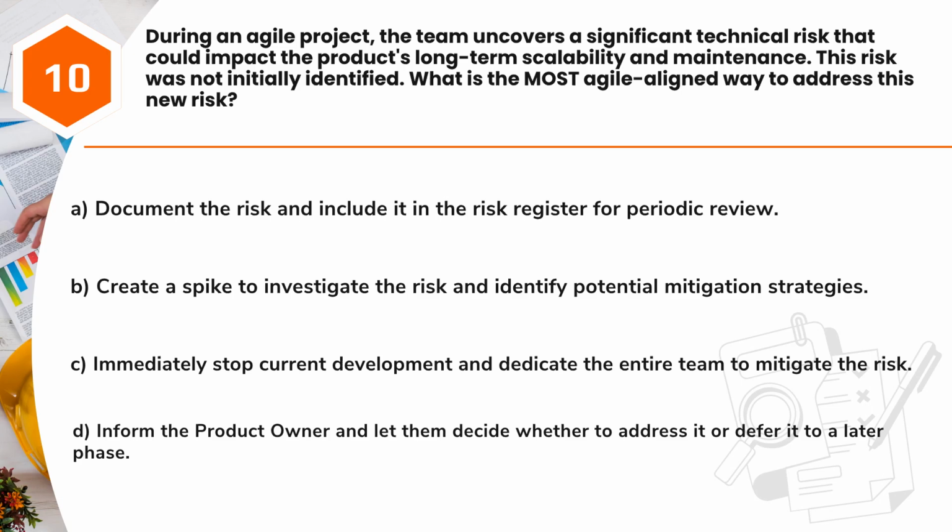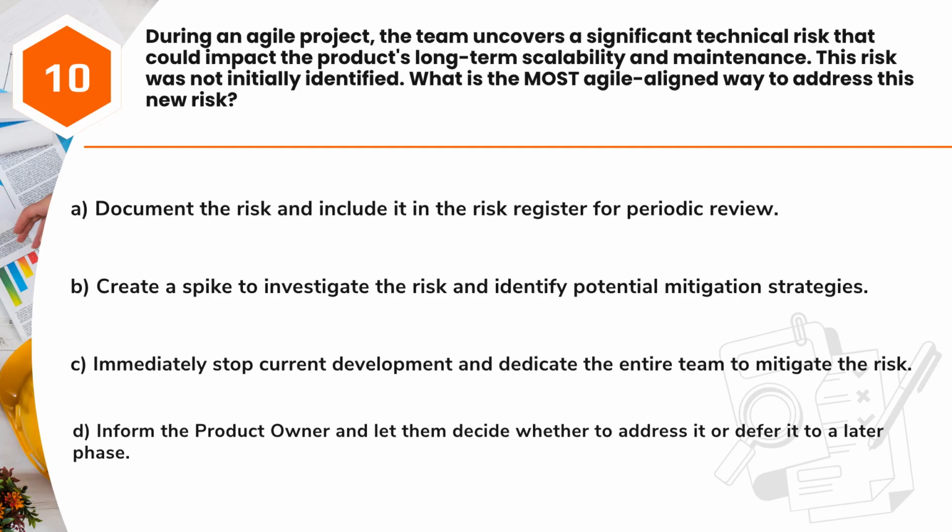Question 10. During an Agile project, the team uncovers a significant technical risk that could impact the product's long-term scalability and maintenance. This risk was not initially identified. What is the most agile-aligned way to address this new risk?